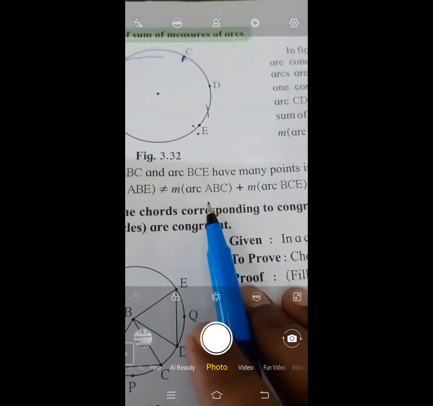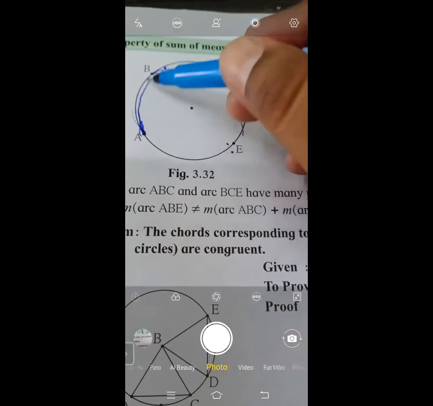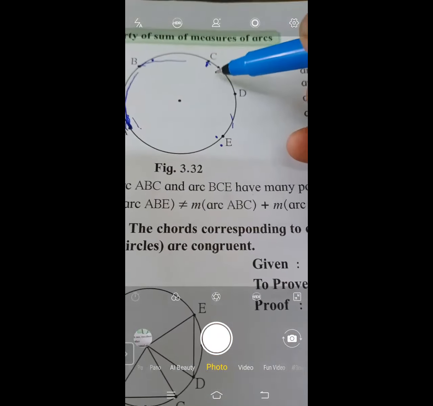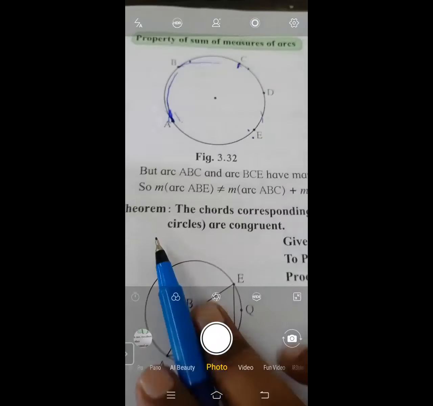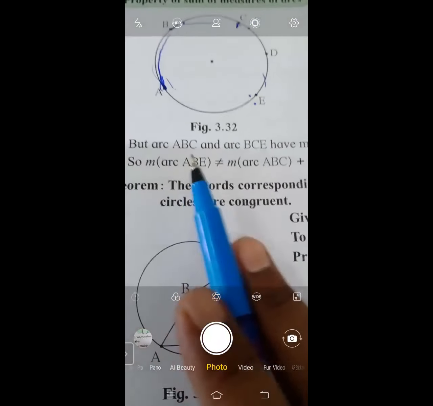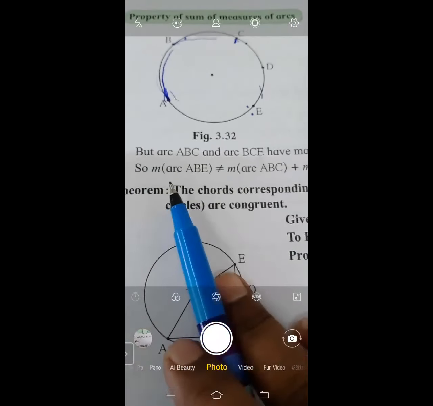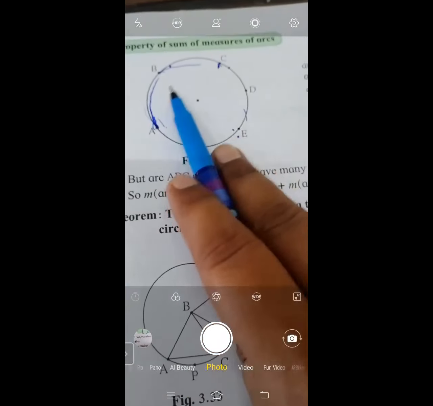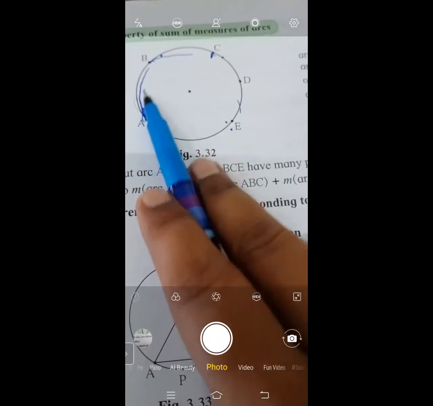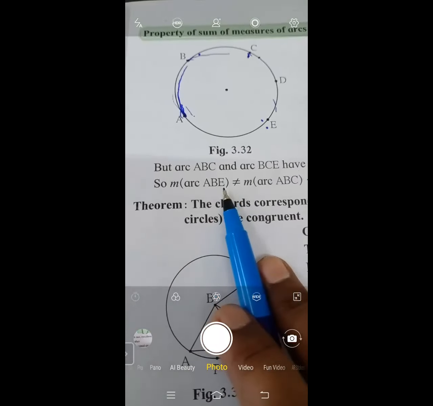Rest all things are same, but if you change your common point from C to B, and if you change the arcs, that is you take ABC and after that BCE, so you are adding BC two times, so this will not be the sum of measure of the whole arc ABE. They have strictly written that arc ABC and arc BC have many points in common, all points on the arc BC. The whole arc they have taken common, but this can't give you the correct, accurate measure of the arc ABE.